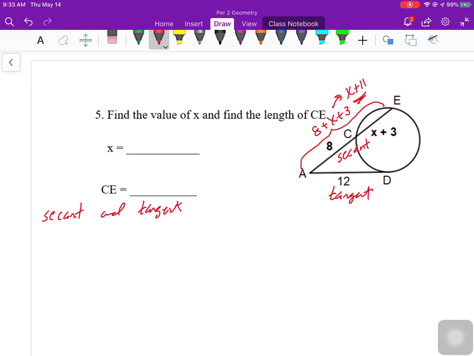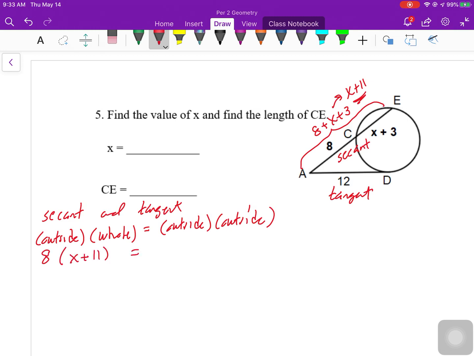And when you have the secant and the tangent, the pattern that we follow, and these are not formulas, these are patterns you have to learn. For the secant, we take the outside times the whole. For the tangent, we take the outside times the outside. So for that secant segment, the outside is the 8, and we just determined that the whole length is x plus 11. For the tangent, it's 12 times 12, outside times outside.